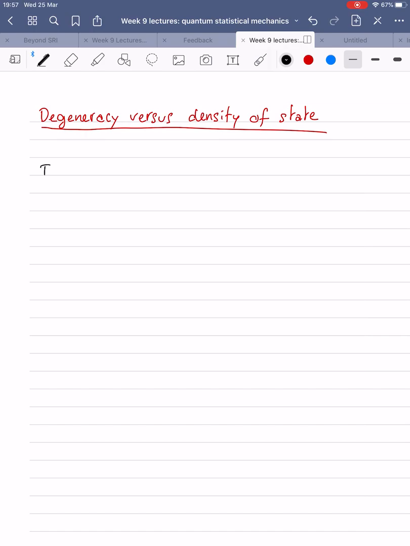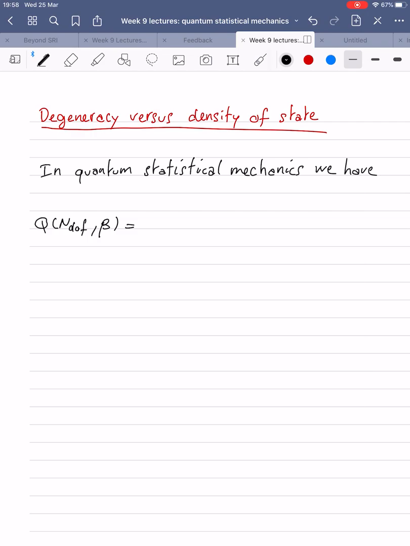Well, so in quantum statistical mechanics, okay, we have the following thing. We have that Q_QM of beta is equal to the sum over all possible states, alright, of exponential minus beta H_i. Okay, so far so good.